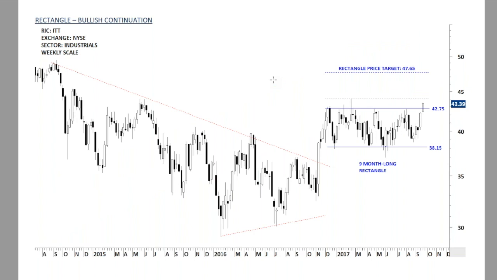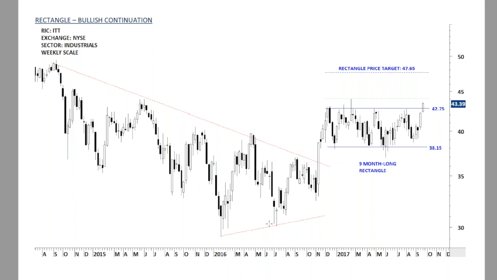And then another rectangle which I will be featuring in this week's update is ITT, listed on the New York Stock Exchange, an industrial company forming a 9-month-long rectangle, and this week we are seeing this breach of the upper boundary, 42.75 levels. The rectangle price target is at 47.65 levels, so we're just probably at the beginning of this breakout that's taking place.